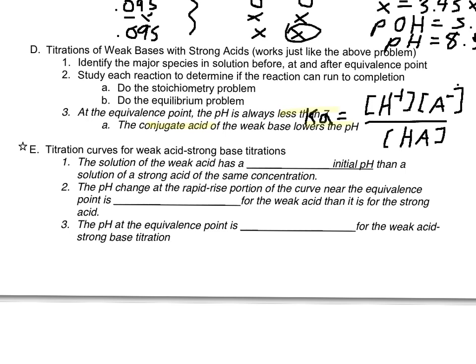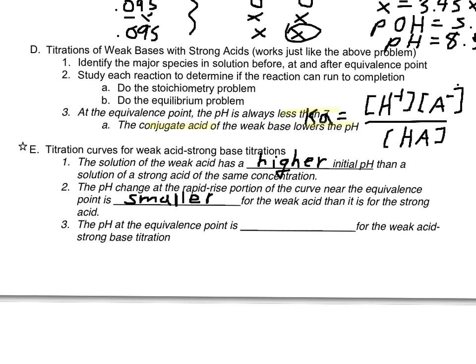If you're comparing a weak acid strong base titration to a strong acid strong base titration, first off, your solution of your weak acid is going to have a higher pH than the strong acid. Strong acid may be around 0, weak acid may be around 3. The pH change is not going to be nearly as much for a weak acid strong base than it would be for a strong acid strong base, which makes sense. If you're going from 0 to 14, that's a much greater change than going from 3 to 14. And your equivalence point is going to be above 7, like we've been saying.